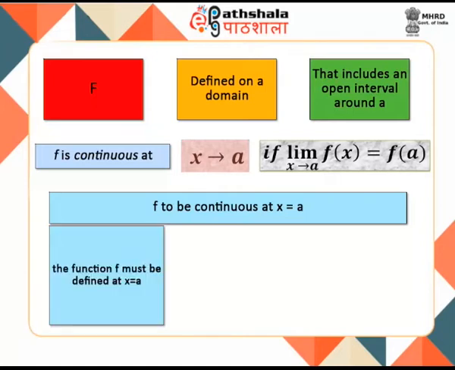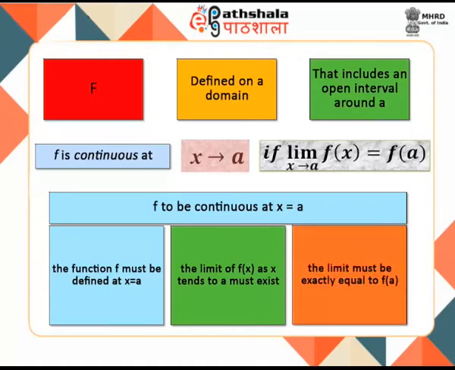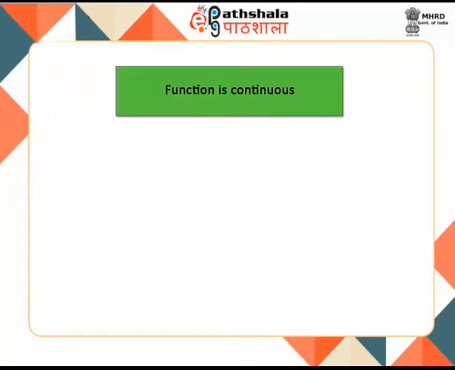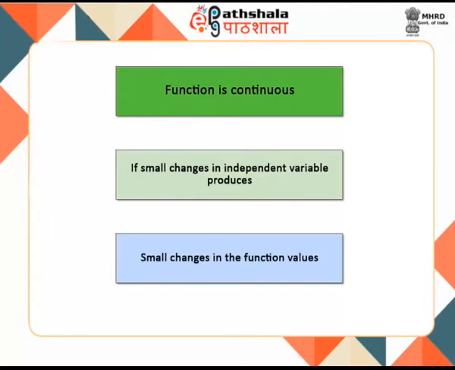The function f must be defined at x is equal to a. The limit of f(x) as x tends to a must exist. The limit must be exactly equal to f(a). Roughly speaking, a function is said to be continuous if small changes in the independent variable produce small changes in the function values, otherwise it is said to be discontinuous.